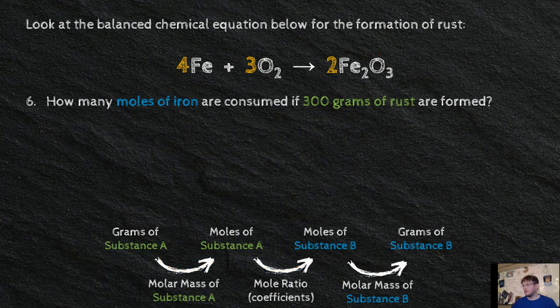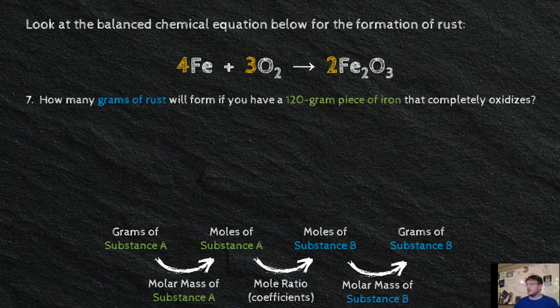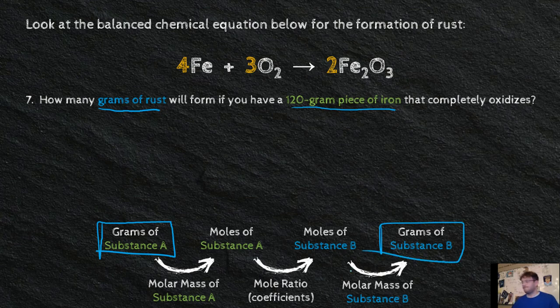All right. Last one. This one's a doozy, okay? This is going to be the hardest problem that you're going to have to do. How many grams of rust will form if you have a 120 gram piece of iron that completely oxidizes? So we're going from grams of one substance to grams of another. This is the one that takes 3 conversions to do, because we're going from grams of one substance all the way over to grams of another. So 3 total conversions.